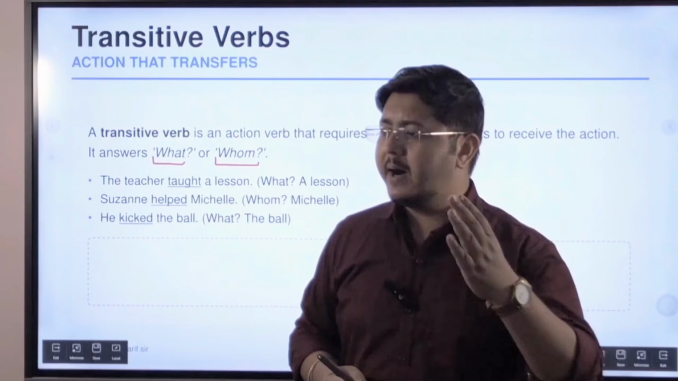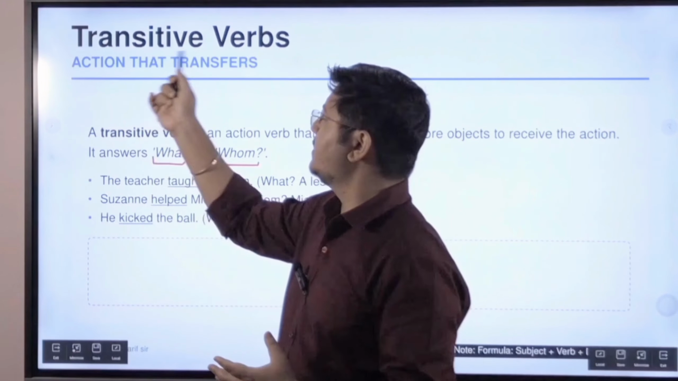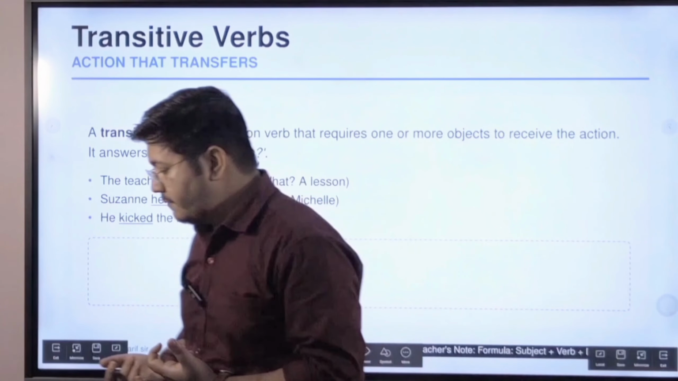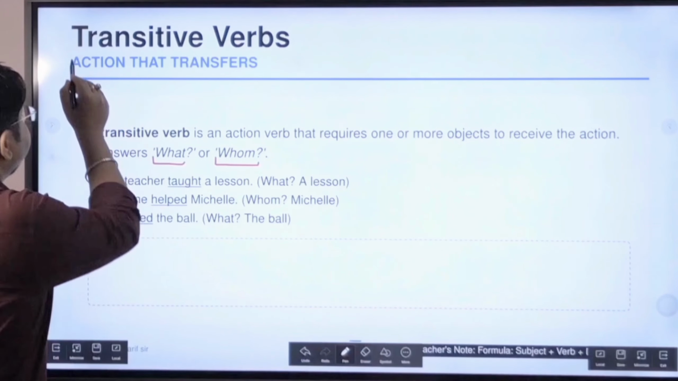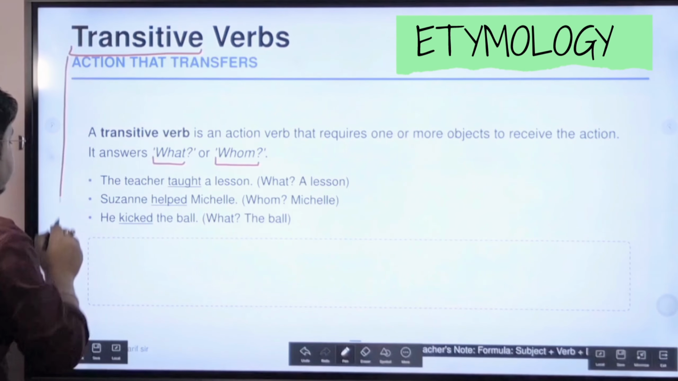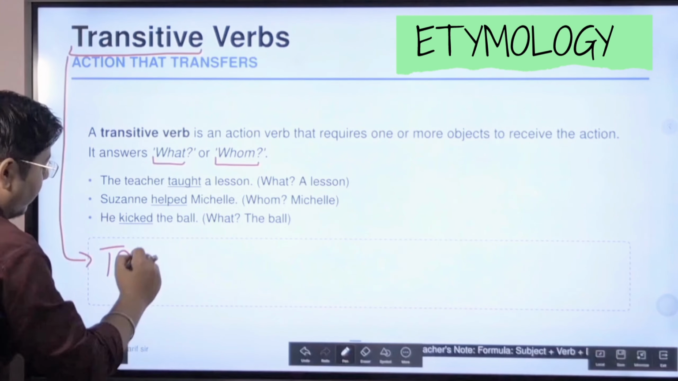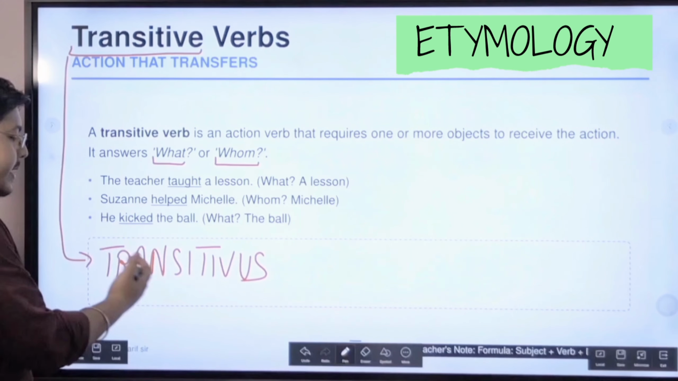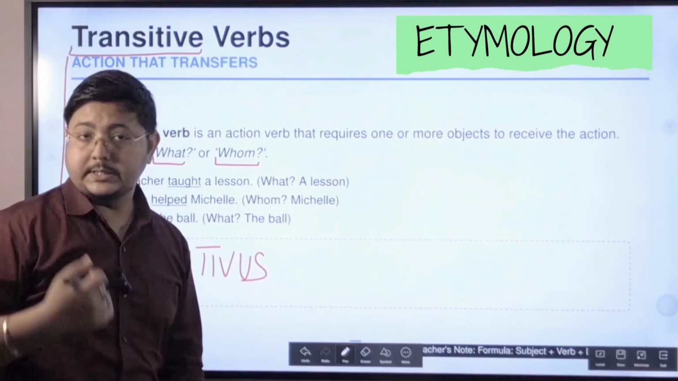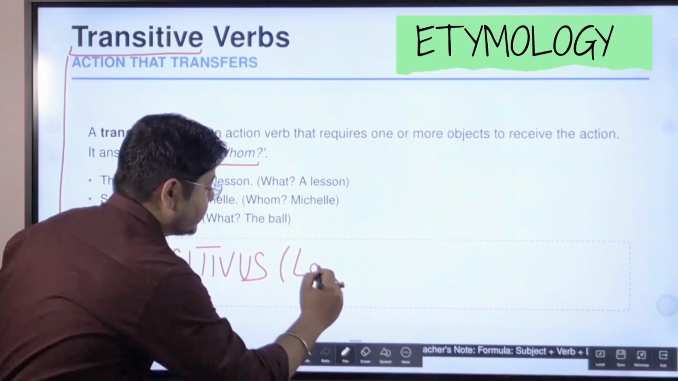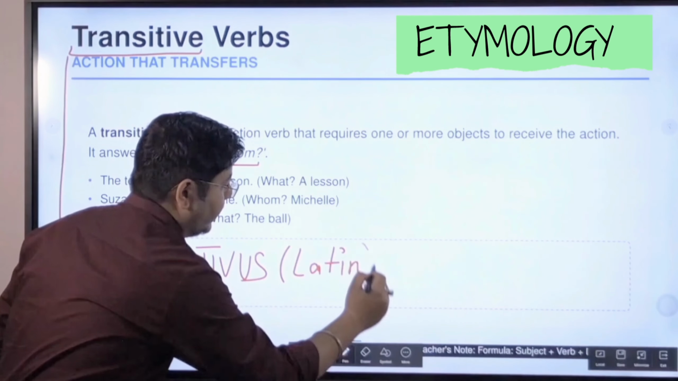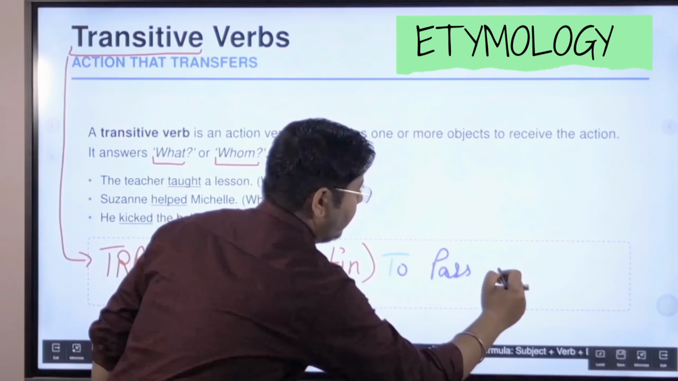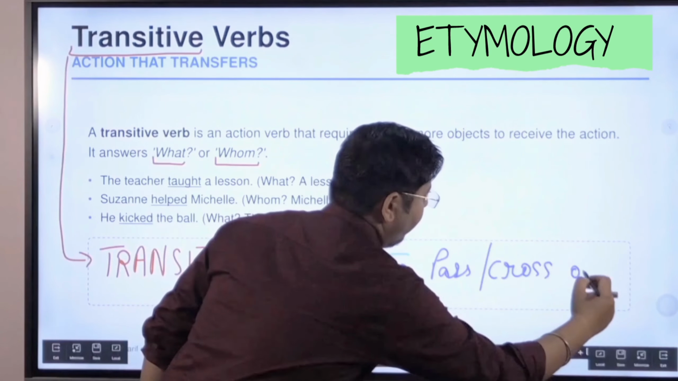Now, many of the viewers must be curious as to why transitive verbs are called transitive verbs. We could have called them by any other name, but why transitive? Let me tell you a very interesting fact here. The word transitive is derived from the word transitivus. It's actually a Latin word, which interestingly means to pass or cross over.